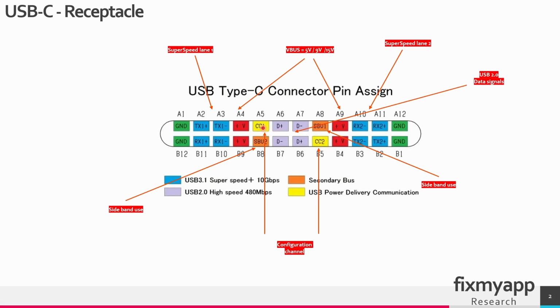The pins in yellow and in red are the power delivery functionality. So the requested voltage will be sent through these VBUS pins. It can have up to 20 volts, but for the Nintendo Switch it can go from 5, 9 till 15 volts.